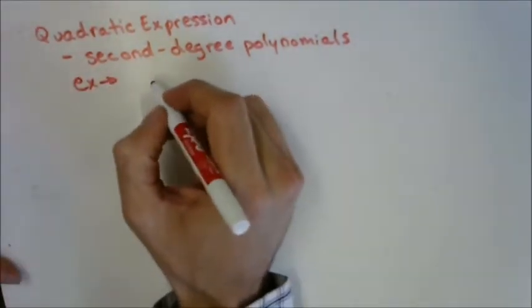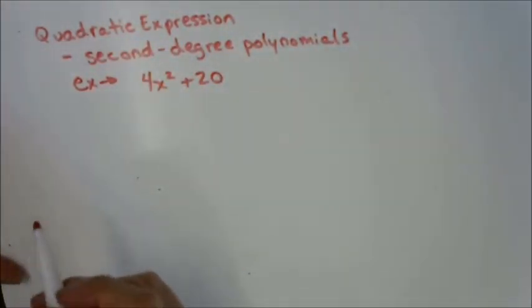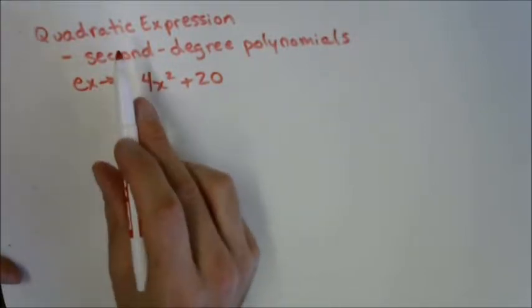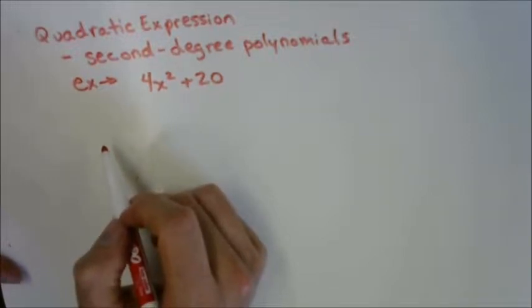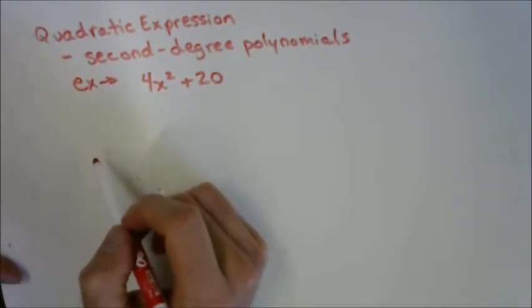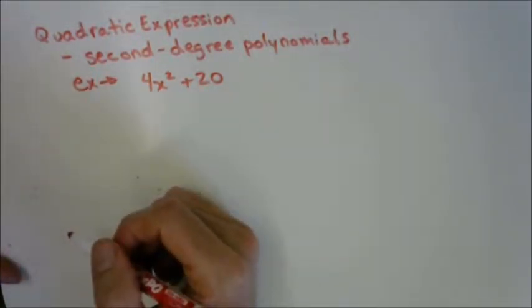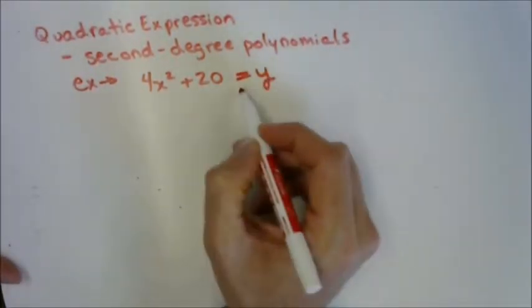So that means something like 4x squared plus 20. That's a quadratic expression. The highest power of x is 2. It's an expression, not an equation. Why isn't it an equation? Expand on that answer. Vlad says it has no y. Where would the y go if it were an equation? It'd go on the other side of an equal sign.